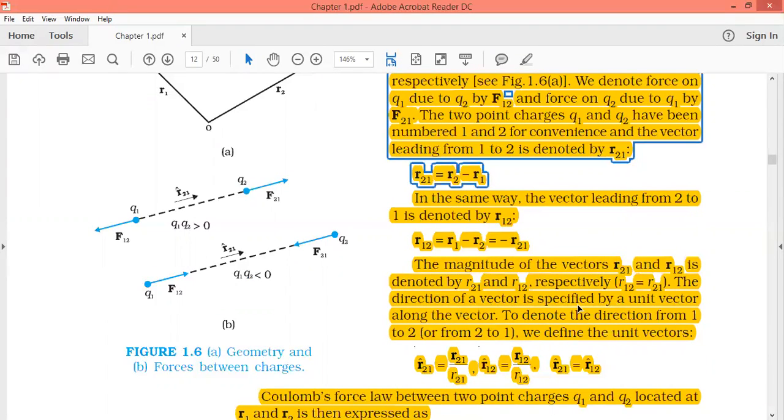The direction of a vector is specified by the unit vector along the vector. To denote the direction from 1 to 2 or from 2 to 1, we define a unit vector. What is a unit vector? We denote a unit vector with a cap. Here you don't have any cap, this is just a vector. The formula for the unit vector is R21 divided by the magnitude of R21, which gives you the unit vector in that direction. If you want to find the unit vector in this direction, the vector divided by its magnitude gives you the unit vector.